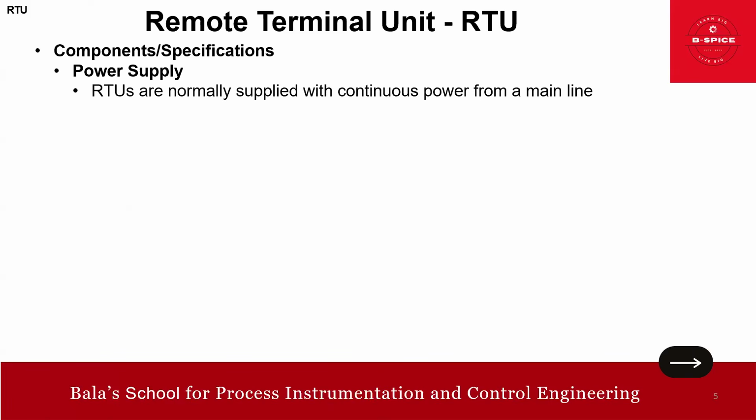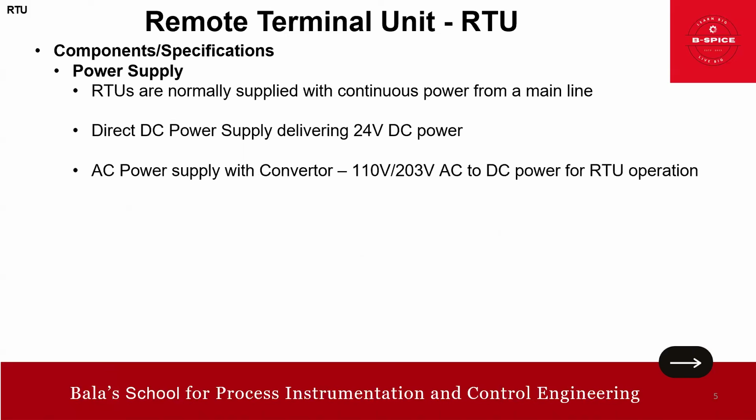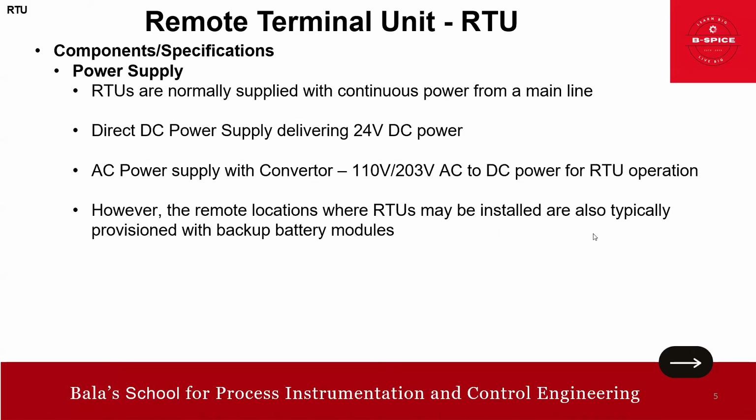Now we'll talk about the power supply. Normally RTUs are supplied with continuous power from the main line, direct DC power supply delivering 24-volt DC power, or AC power supply with a converter, 230 volt AC to DC power for RTU operation. However, the remote locations where an RTU may be installed are also typically provisioned with a battery backup module. So that is the point.